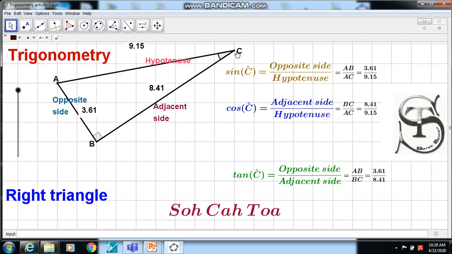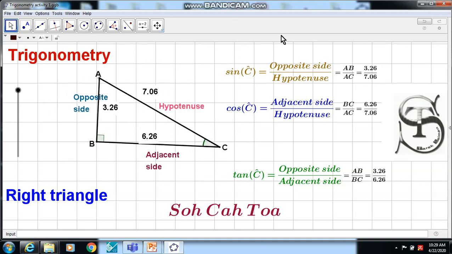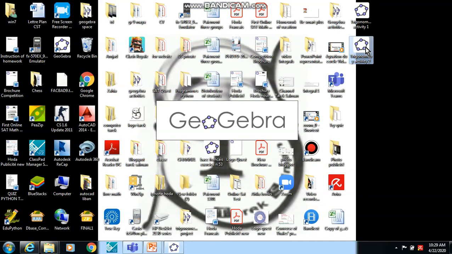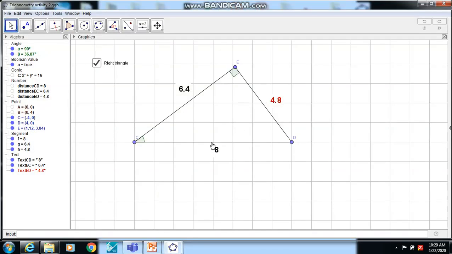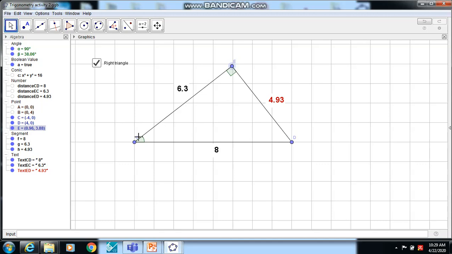Okay, let me take another activity about trigonometry. In this activity, I have a right triangle. All the time we have to have a right triangle to work with trigonometry. And I have here the sides EC, CD and ED. Okay, if I want to calculate the value of the angle C, how to calculate the value of the angle C?